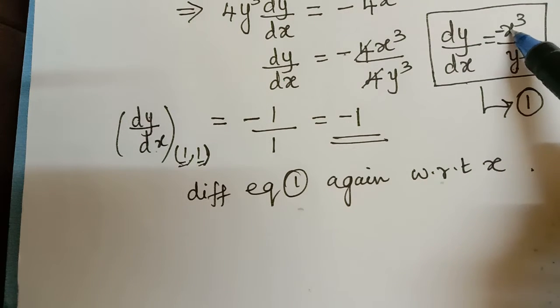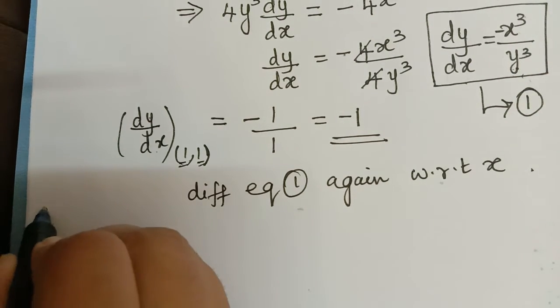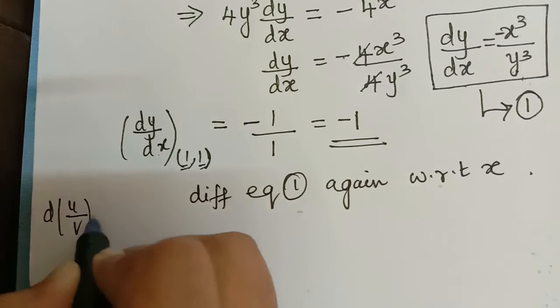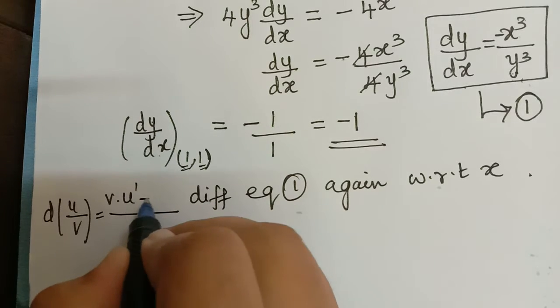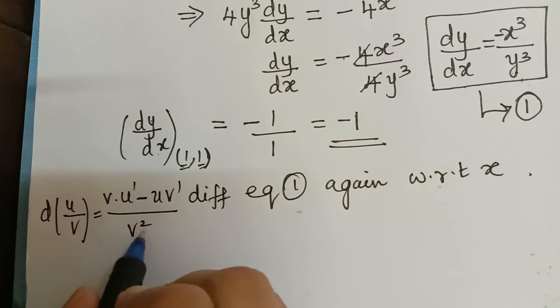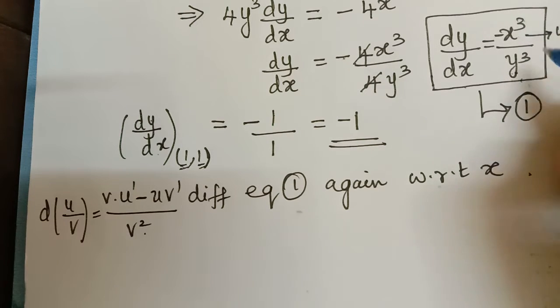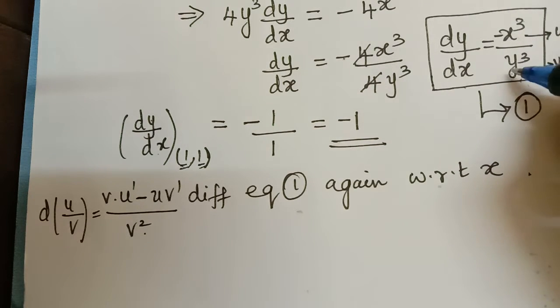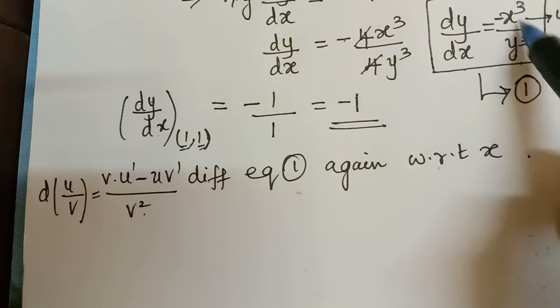Now if you see here we have x cube by y cube, which we have to do by the u by v method. So we know that the differentiation of u by v is equal to v squared in the denominator, and then v multiplied with u dash minus u multiplied with v dash. We know this formula. So this is the rule. So now using this, at the place of u we have x cube, and at the place of v we have y cube. So when we apply the u by v rule over this, what do we get?